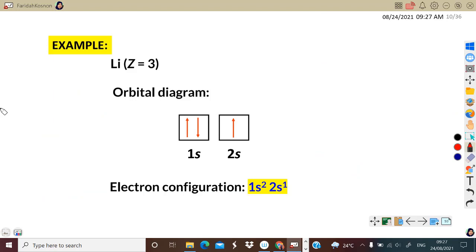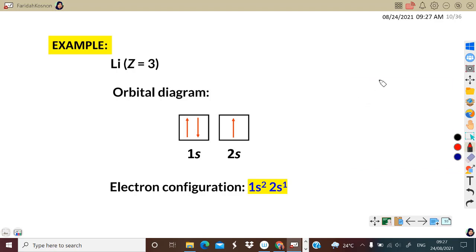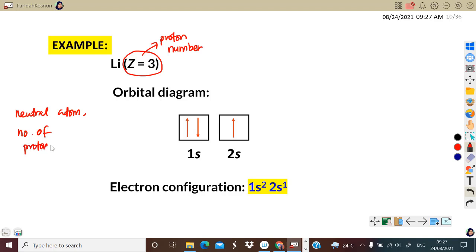Okay, let's say I have this example. I have a lithium atom. In order to write the orbital electronic configuration, we have to refer to the proton number. So that's why it's given to you here, Z equals 3. This is the proton number. For a neutral atom, the number of protons equals the number of electrons.